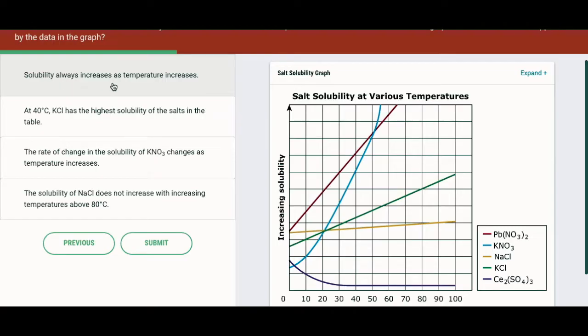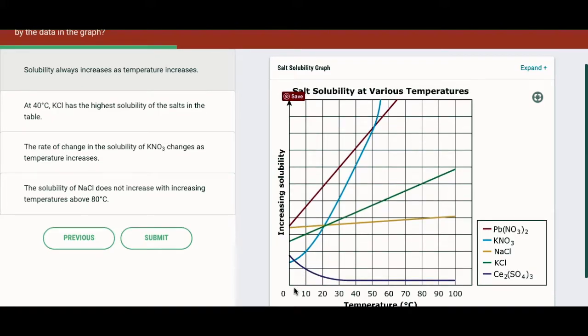Solubility always increases as temperature increases. So remember how I was saying that words like always or never are usually clues that that answer choice is wrong. But let's confirm that. Solubility always increases as temperature increases. So let's look at Pb(NO3)2. Here's the red line.